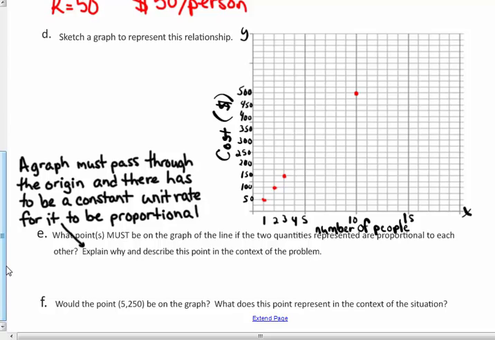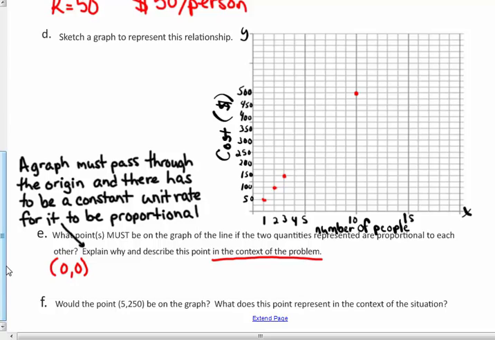What points must be on the graph of the line if the 2 quantities represented are proportional to each other? The 2 quantities are people and cost. Explain why and describe this point in the context of the problem. Well, I already explained the why. Why must 2 points, which I'm going to tell you what they are, be on this graph? Well, a graph must pass through the origin. So the first point I'm going to talk about is 0, 0. Because a graph must pass through the origin, and there has to be a constant unit rate.